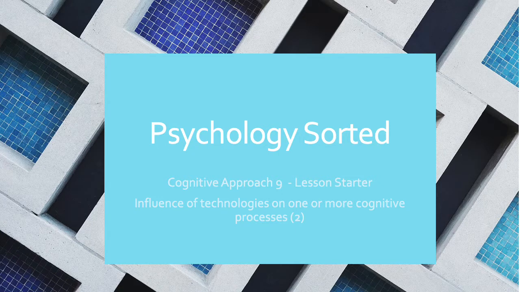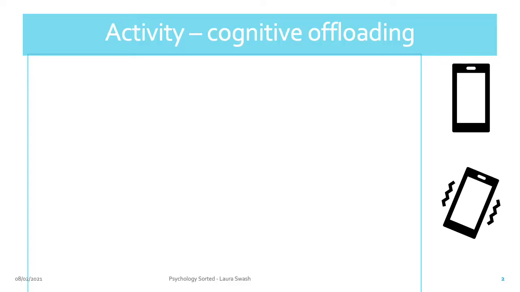In this one, we look at the influence of technologies on one or more cognitive processes, but this time we're actually looking at the positive influence, whereas last time we looked at a somewhat negative influence. This activity is into cognitive offloading, which is the action of taking trivial facts and information and storing them either in a notebook or, as we're looking at digital technology, storing them on your phone. So you will need a phone to do this activity.